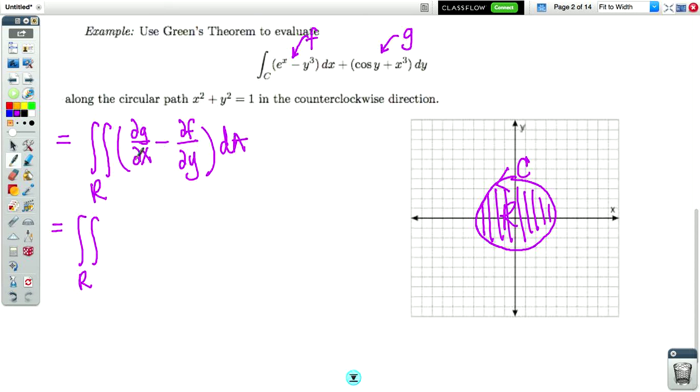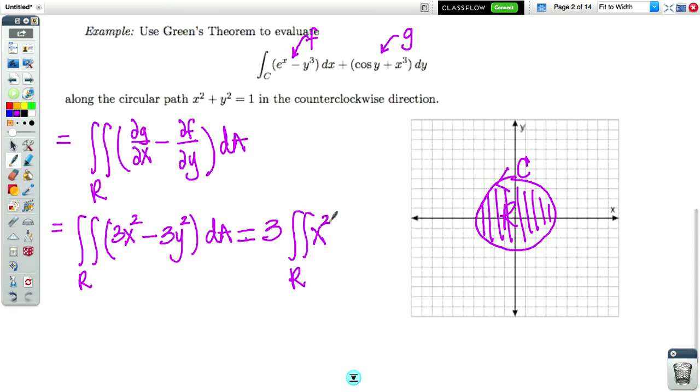Now, partial of g with respect to x, well, when I differentiate this little function with respect to x, cosine of y goes away. It's just a constant. So this is 3x squared, and then minus the partial of the first function with respect to y. So again, e to the x goes away when we're differentiating with respect to y, and this becomes minus 3y squared. There's my area element. Now, double integrals are still friendly, so I'm going to pull the 3 out to the front and say this is the same as integrating x squared minus y squared with some area element.